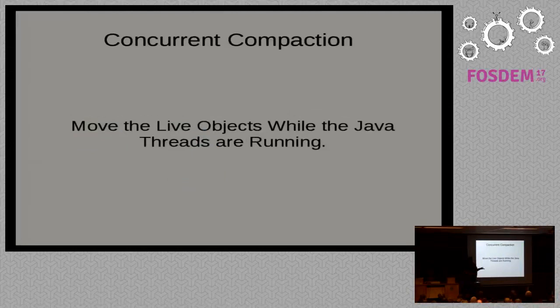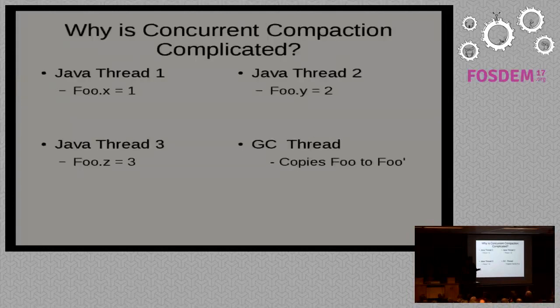Concurrent compaction, that's what Shenandoah does that's new. That's what's cool, is that we are able to compact the objects while the Java threads are running. So why is concurrent compaction so exciting? It's complicated, right? If you have several Java threads running that are all setting fields in an object, and the GC thread is going to copy the object, you can tell that there's all kinds of bad things that could happen, right? Somebody could write to it, and the GC thread could copy it, and we lose the update. Or these guys are writing to different copies.